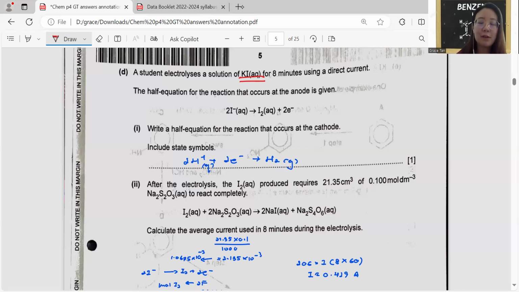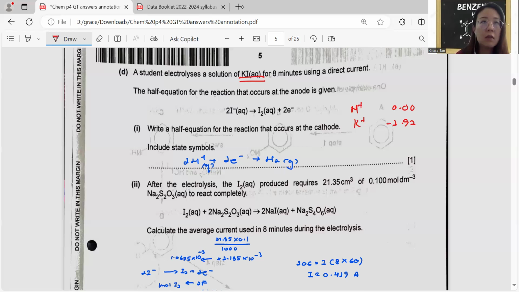Okay, so for the cation, you have K+. The careless mistake is that students will go for K+. But the correct answer is H+ because you're using aqueous solution. Aqueous has H+, and you should know by now that H+ has an electrode potential value of 0.00, and potassium is negative 2.92.